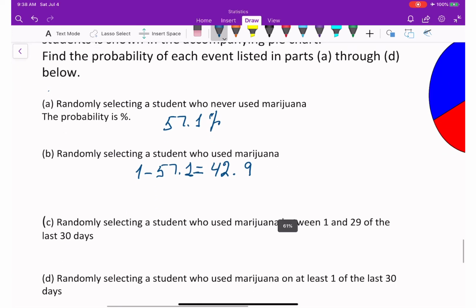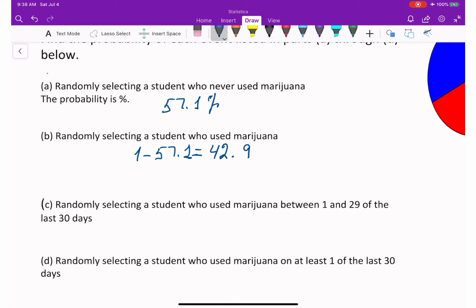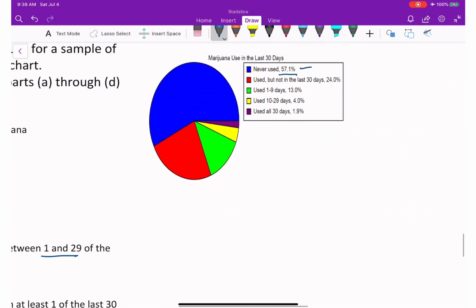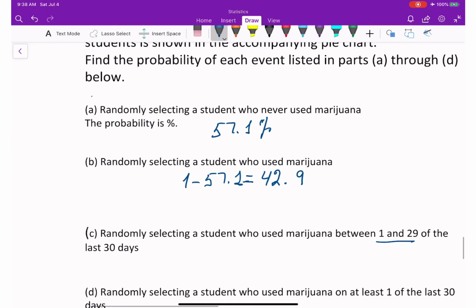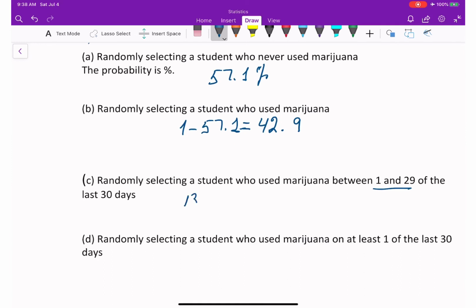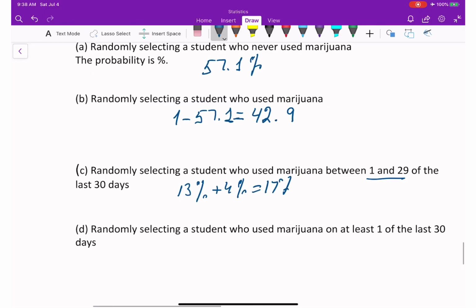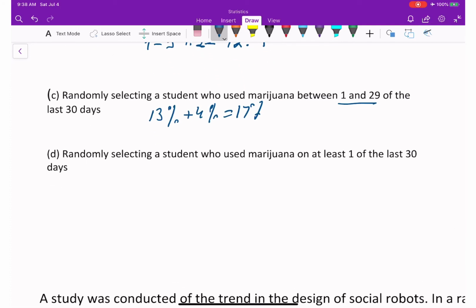Next one, randomly selected student who used marijuana between 1 and 29 of the last 30 days. 1 through 29: here it is, 1 through 9, 10 through 29. So these two together, which means 13 plus 4, is 17%.